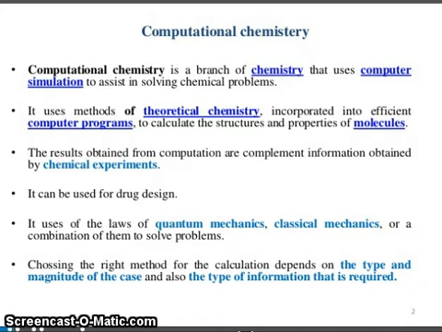The results obtained from the computations complement information obtained by chemical experiments. It can be used for drug design. It uses the laws of quantum mechanics, classical mechanics, or a combination of them to solve problems. Choosing the right method for the calculations depends on the type and magnitude of the case and also the type of information that is required.